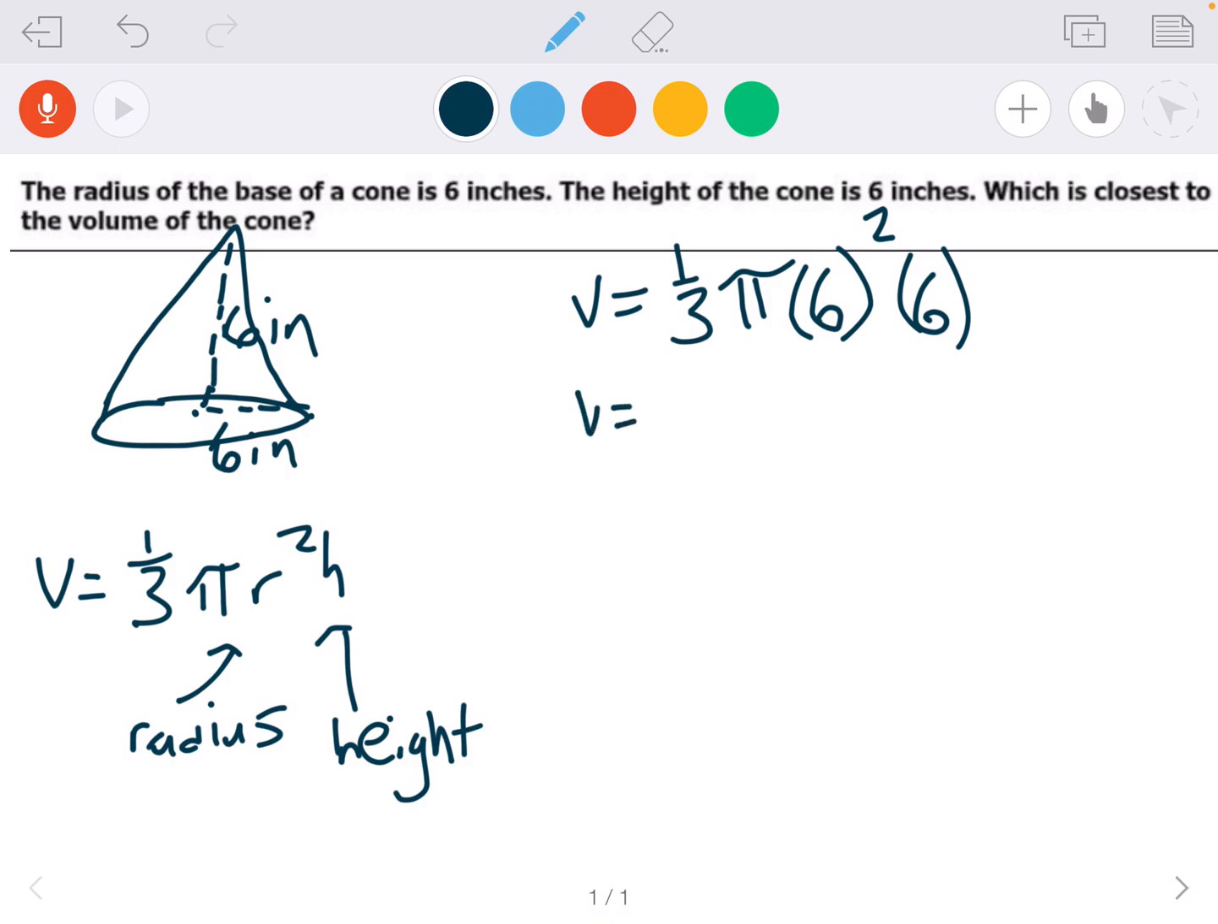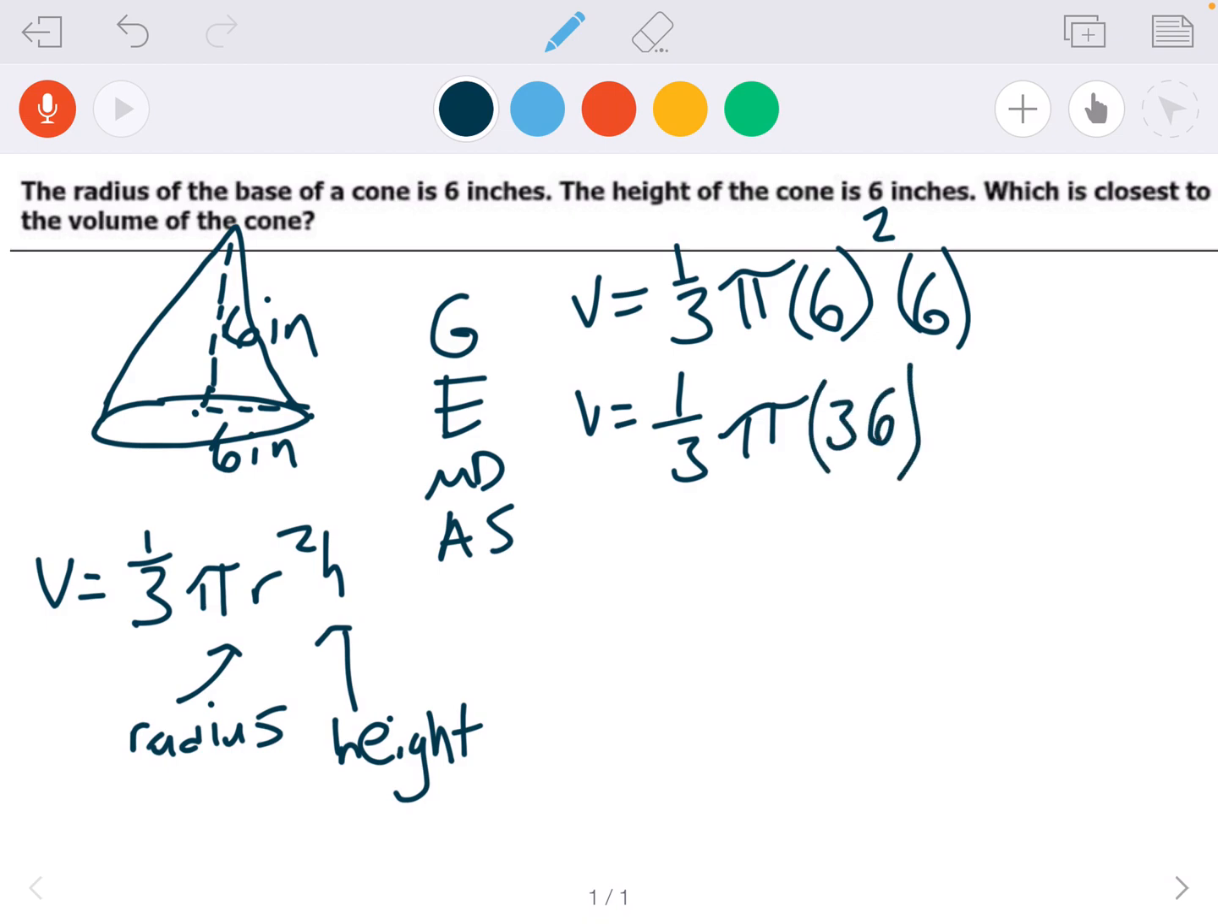When we're solving this formula, we have to keep GEMDAS in mind. We have a whole bunch of multiplication, but before we get to the multiplication, we need to do our exponents. That comes first when we're thinking about GEMDAS, right? E comes before M. So we have 1/3 times pi times 6 squared. 6 squared is 36. And then I haven't done anything with that 6 yet.